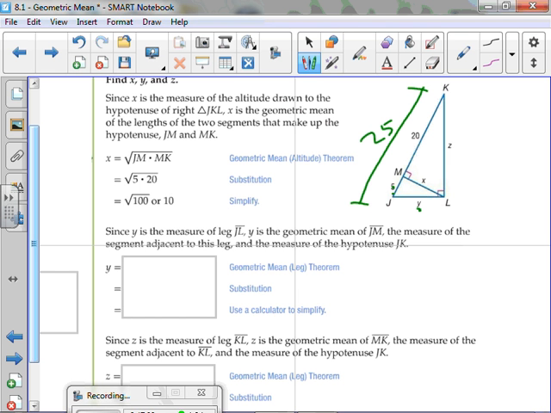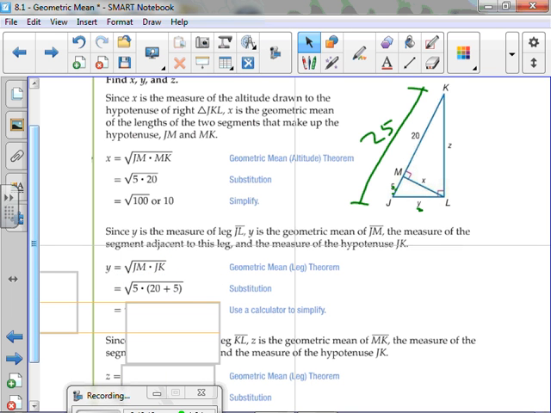Okay, and finally, we want to find z. So z is going to be in between what two? 20 and 25. Why isn't it between y and 5? The way the theorem works, we're talking about this big triangle here. This one is going to be in between this whole length here and this partial length here. So z is going to be the square root of 20 times 25.